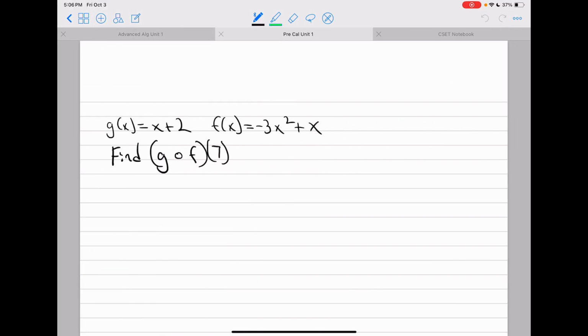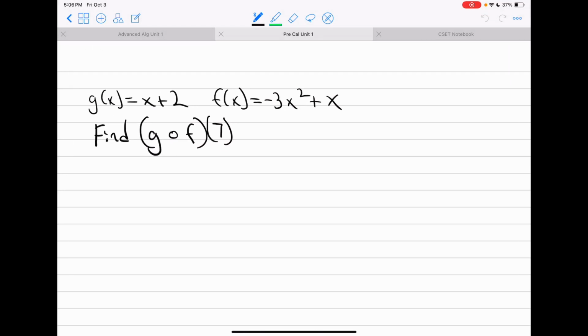All right, one last one now. Why don't you try? I want you to try this one before me and then see if you did it right. Pause here and do that.